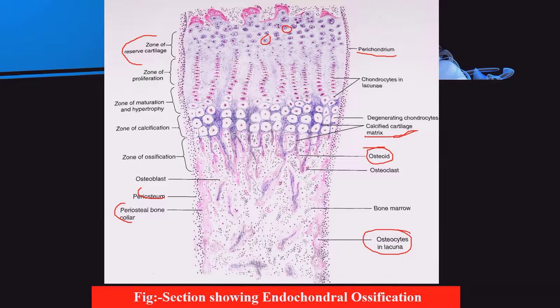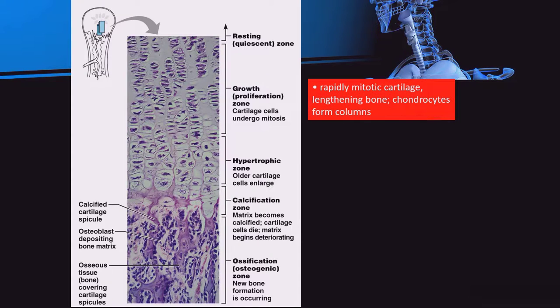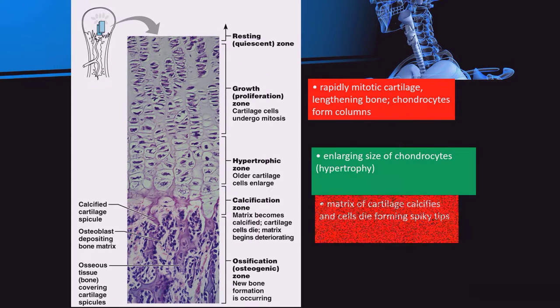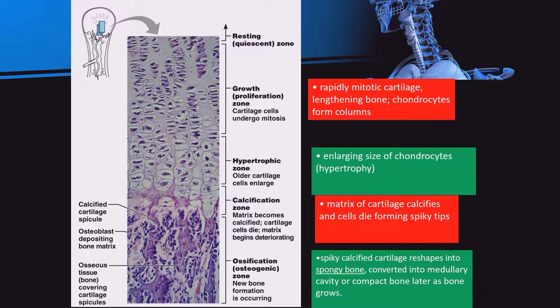This is the same picture. While looking at it from above to below, you can see zones such as the resting zone, the proliferation zone, hypertrophic zone, calcification zone, and the osteogenic zone or the ossification zone, right? The resting zone is the zone of reserve cartilage, and slightly lower to it you can see the zone of rapid mitotic growth of the cartilage cells, or the proliferation zone, in which the cartilage cells undergo rapid mitosis. The multiplied cartilage cells or chondrocytes now become hypertrophic.